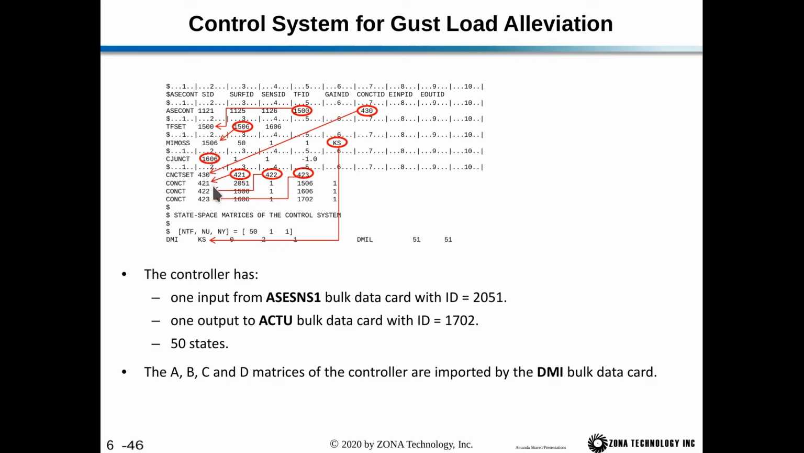Our TF set card here refers to the MIMO SS. So this MIMO SS refers to the matrix name KS. And then these remaining cards connect the sensor to the MIMO SS and then connect the MIMO SS to the actuator.